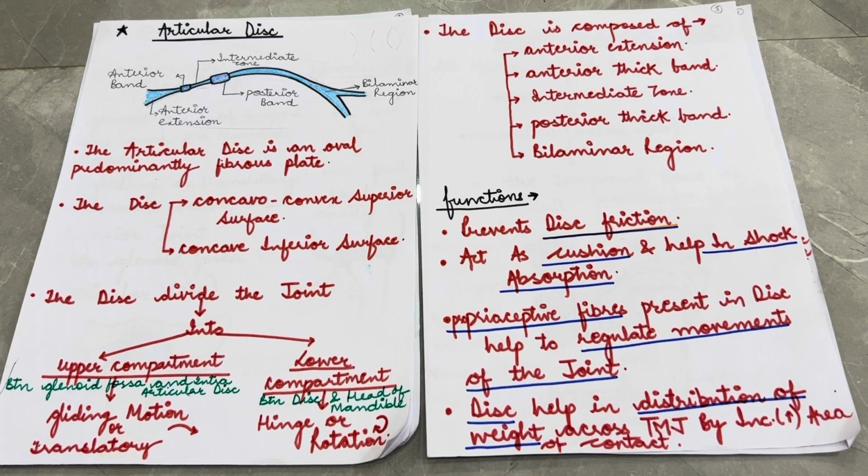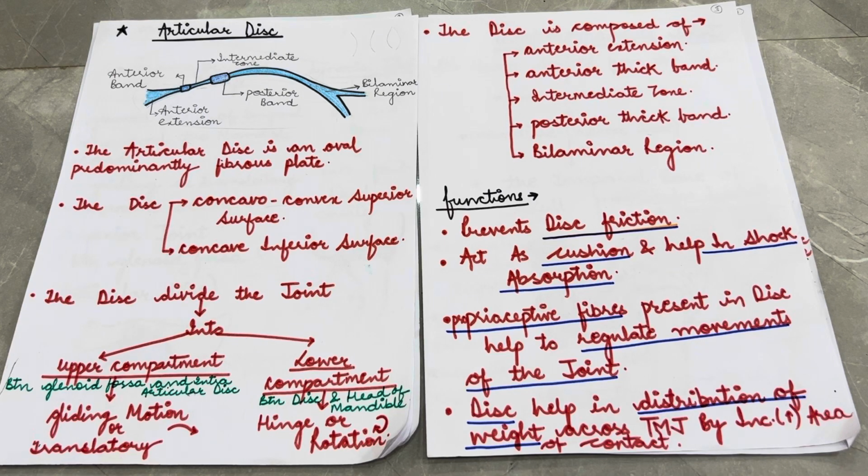It prevents friction. If two bony components articulate with each other, then friction will happen. Because of the presence of this fibrous tissue, it prevents friction. Next, it acts as a cushion and helps in shock absorption. Then proprioceptive fibers present in the disc help to regulate movements of the joint, and the disc helps in distribution of weight across the TMJ by increasing the area of contact.